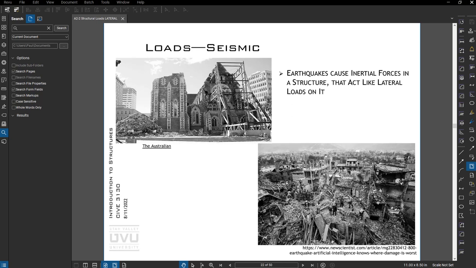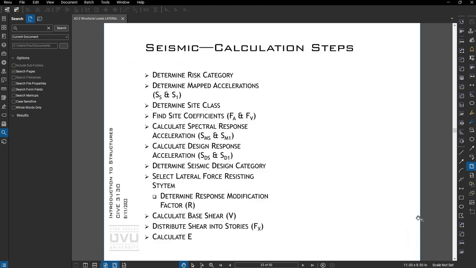Okay, let's get into seismic loads. They don't happen often, but when they do, they're extremely devastating. So we balance their infrequency with our design philosophy, and we'll see that as we get into it. Here are some steps on how we do it. If you're unsure where to start, just start working your way through it.